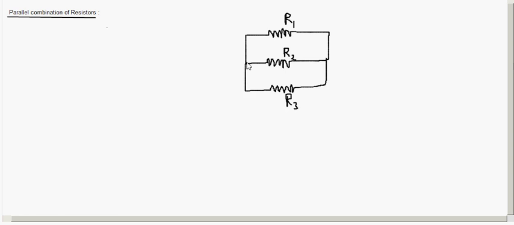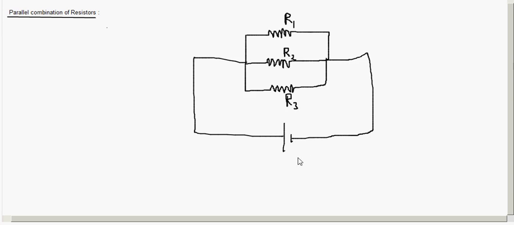This combination is connected to a battery of voltage V. The total current through the circuit is I, and the current through the individual resistors is different. They are I1, I2, I3.